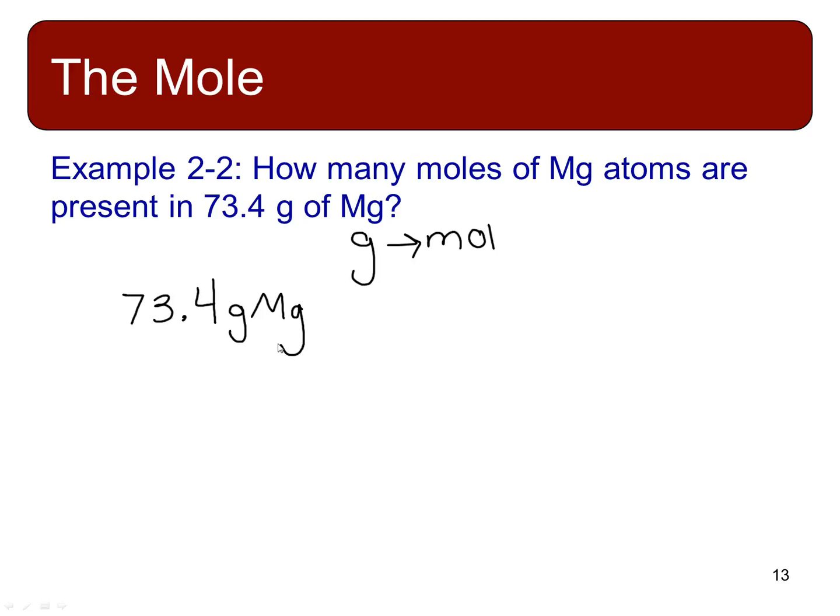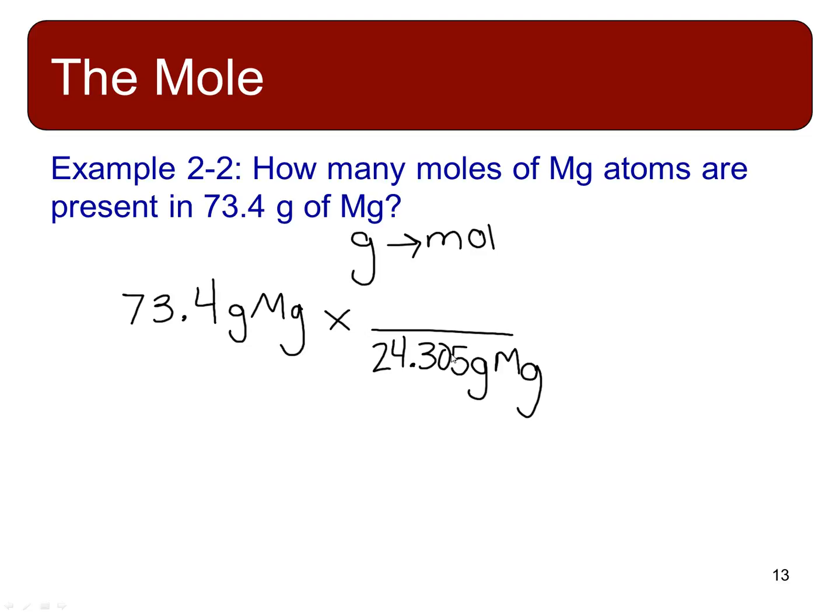Okay, so we write out 73.4 grams. And we now would go ahead and go like so. Okay, so really the only difference in this problem is for our unit factor, which is our grams to moles, we have grams now in the denominator, and moles is going to be in the numerator. Okay, so we look and we find our 24.305.